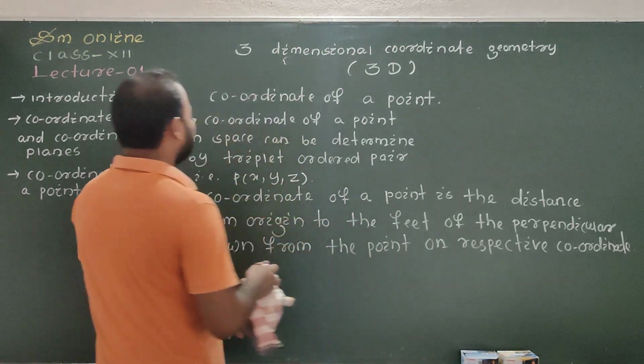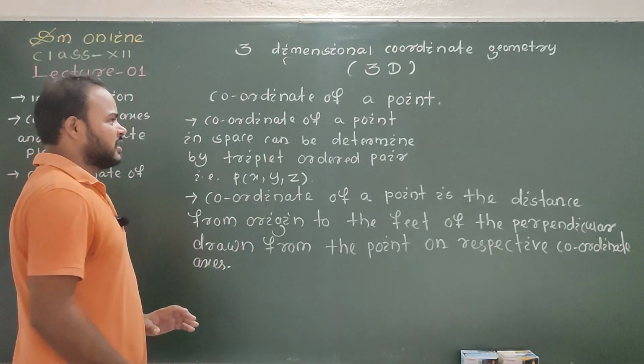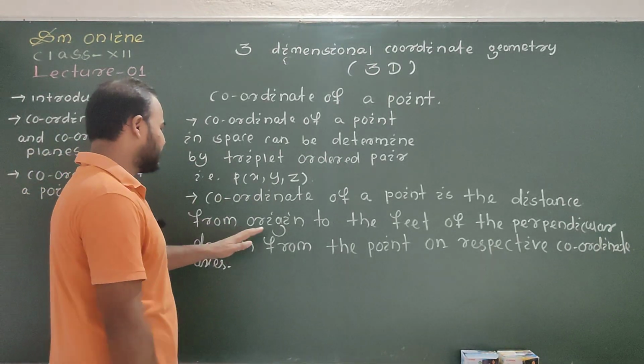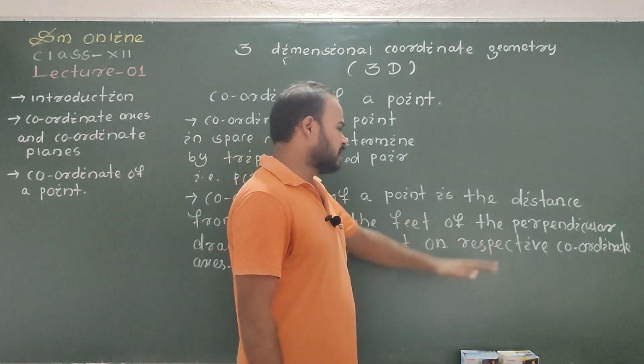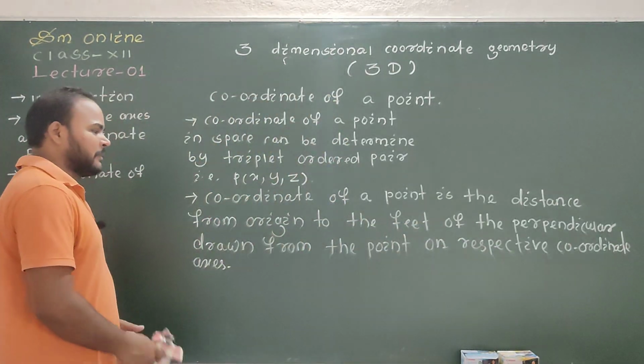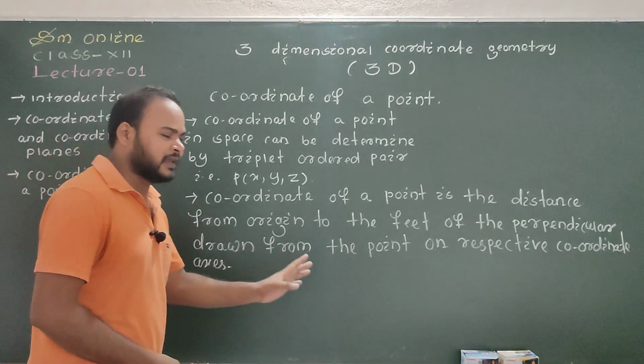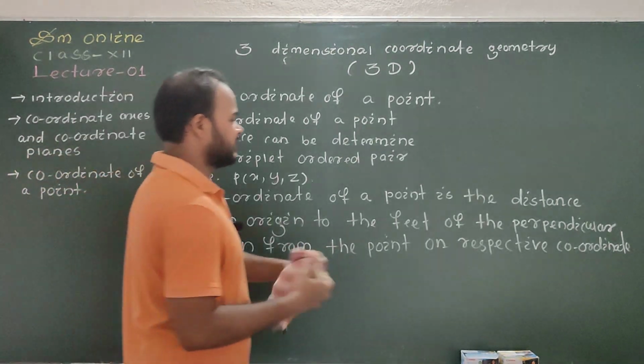So it is the definition of coordinate of a point. That means coordinate of a point is the distance from origin to the feet of the perpendicular drop from the point on respective coordinate axis, that is x axis, y axis and z axis.